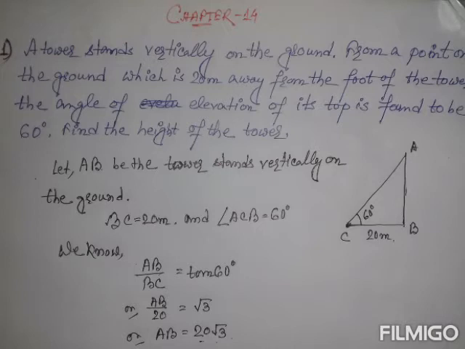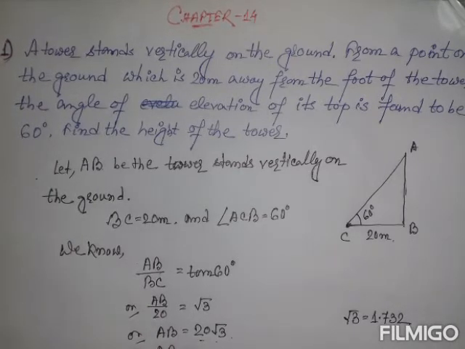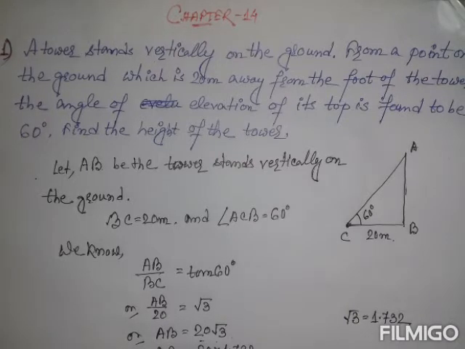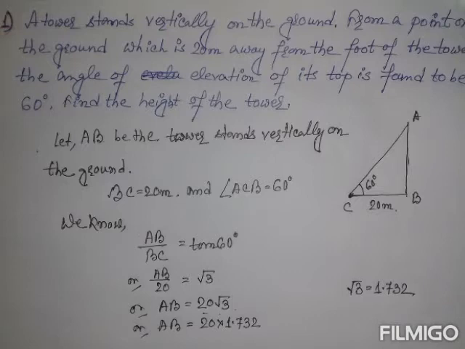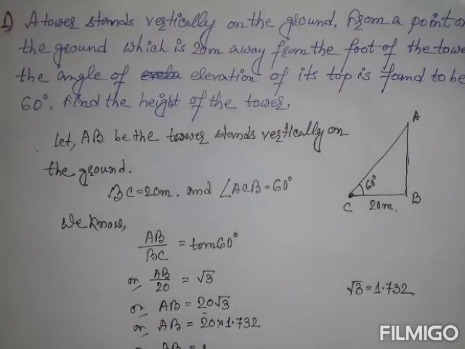If they say that the value of root 3 is equal to 1.732, then we have to put this, or AB is equal to 20 into 1.732, or AB is equal to 34.64 meter. Okay. Now we can go for the second one.